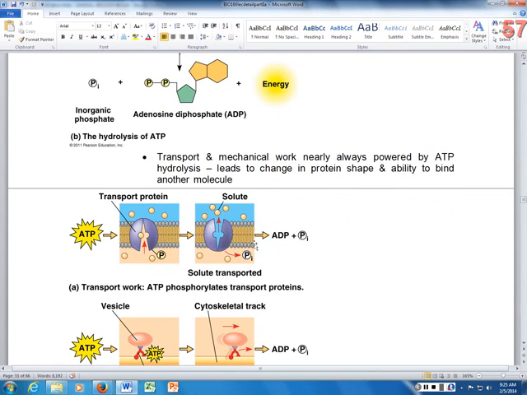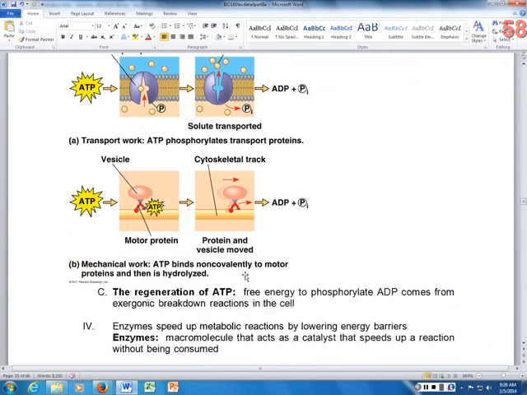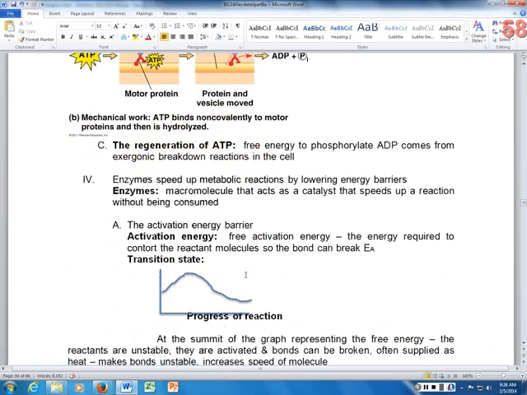And it's giving some examples here. For a transport protein, you're using the ATP to have the energy to transport this across a membrane. For moving this vesicle on this motor protein, it's giving the energy to scoot along the track in there.